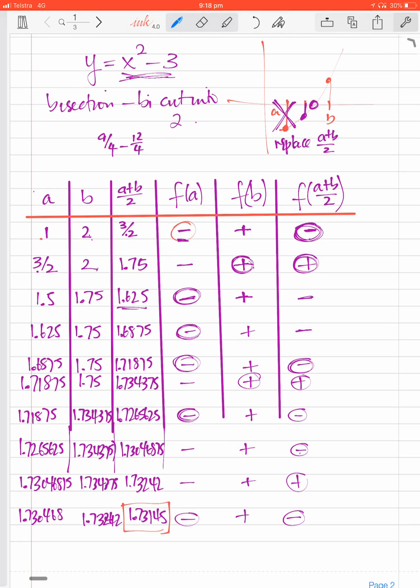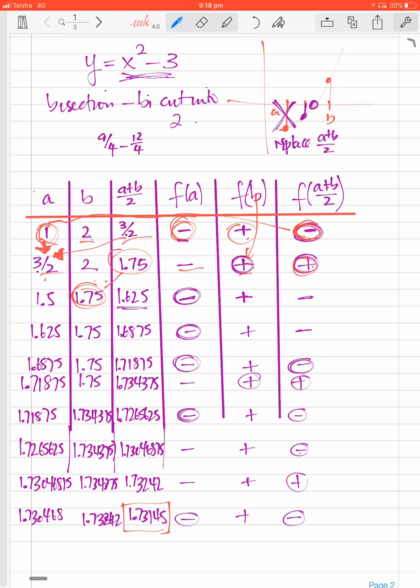So we go step by step, A, B, find the midpoint, evaluate f of A, f of B, and then evaluate the midpoint. Because the midpoint's negative, we replace the value that gave us a negative previously, which in this case is A. So replace that over here. And then we do it again, add the two together, find the midpoint. F of A we know is negative, F of B we know is positive. Then if I put 1.75 into the function, because it's positive, this time we replace the value that gave us a positive before, which was B.